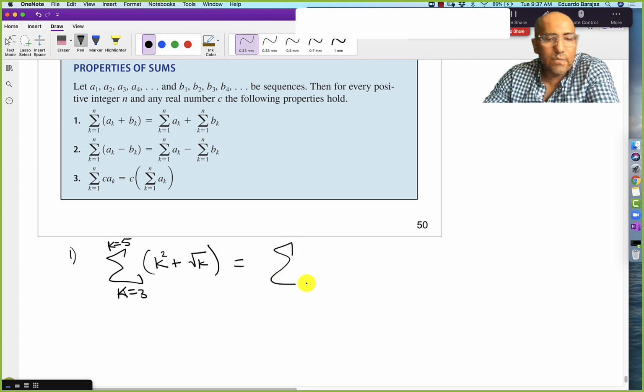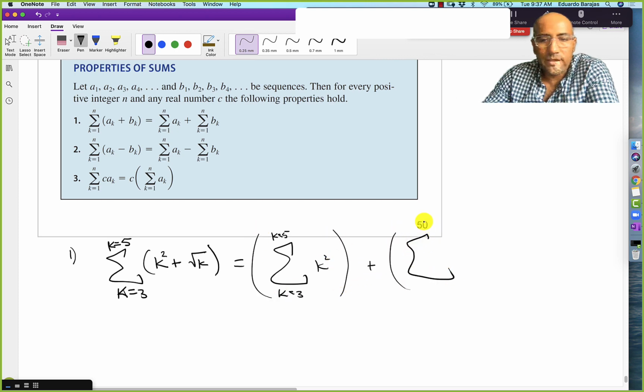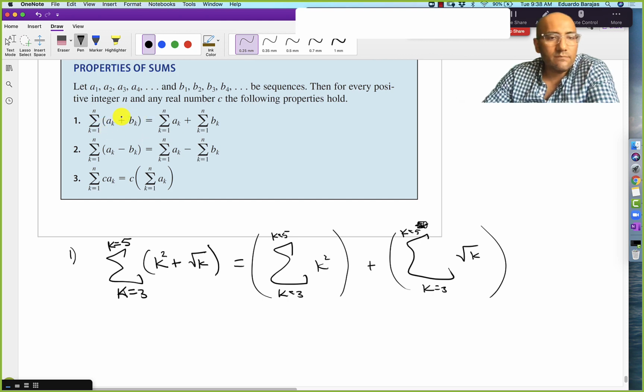This is saying that what you could do is separate this as this one, k squared. So find the answer to this, plus, and then separate from that, the sum as k goes from 3 to 5 of square root of k. Right? That's what this is saying. If you have a really complicated statement separated by an addition or a subtraction, then you can separate these this way. Same thing happens if instead we have a subtraction there. Well, you can just replace it by a subtraction there. Good. 1 and 2.